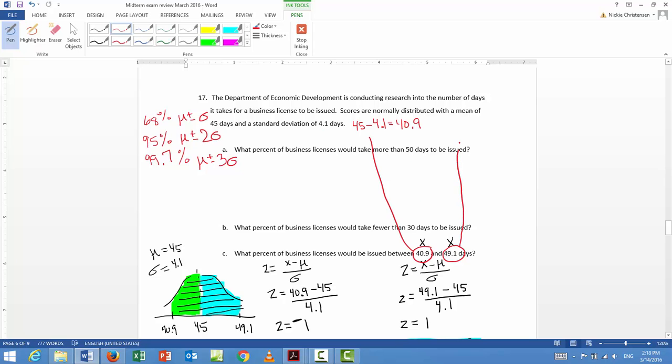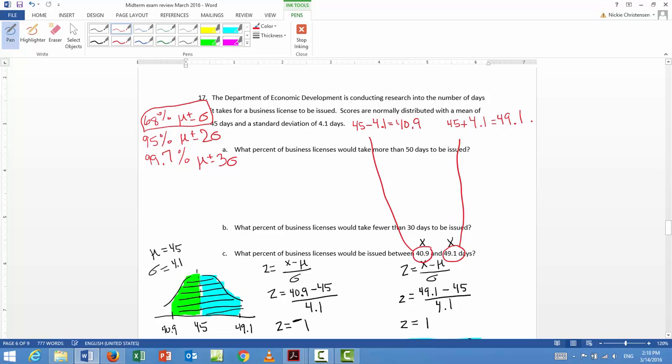Let's see if the other number follows the same pattern. 49.1, well, yes, that is equal to 45 plus 4.1. So you can see that the two numbers given in the problem follow this rule. Sorry, what am I saying? This is mu minus 1 sigma, and the other number is mu plus 1 sigma.